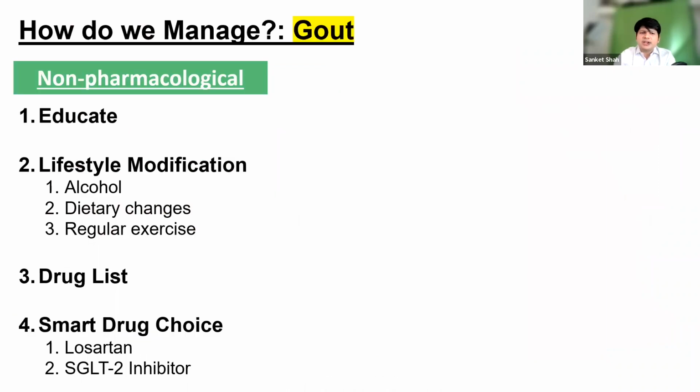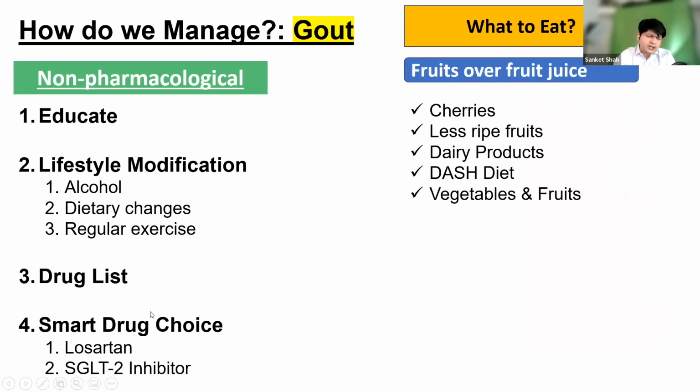So now how do we manage gout? The same line: education, lifestyle modification, drug list, smart drug choices, and very important here, what not to eat. You already know what to eat. Always fruits over fruit juices, the cherries, the less ripe fruits, the dairy products, DASH diet, and vegetables and fruits. This is actually very helpful, and it has been studied very extensively. It is told that it is helpful.